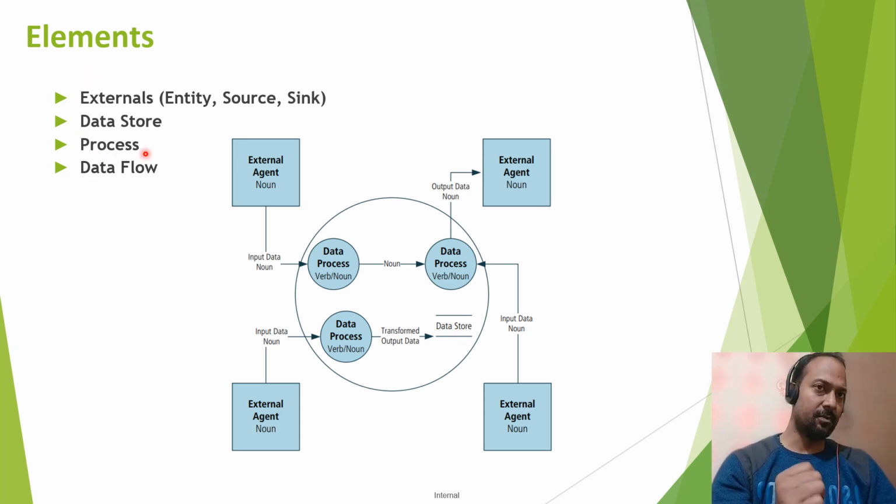So what is the process? Process is where the data is being executed, the data is being used and transformed into something else. And the flow of the information represented by the Yourdon and the Gane notation is known as the data flow.